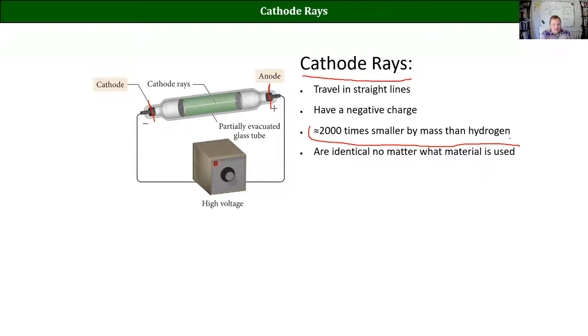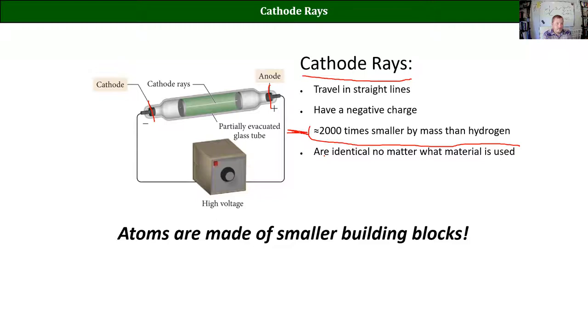So if hydrogen atoms are the smallest atoms and nothing is smaller than an atom, this third point becomes a really kind of sticking point, right? Because we just finished putting out the atomic theory that said atoms are the smallest thing in existence and hydrogen is the smallest atom. So if they're 2,000 times smaller by mass than hydrogen, that part of the atomic theory has to go out the window. Or at the very least, we have to add some caveats there.